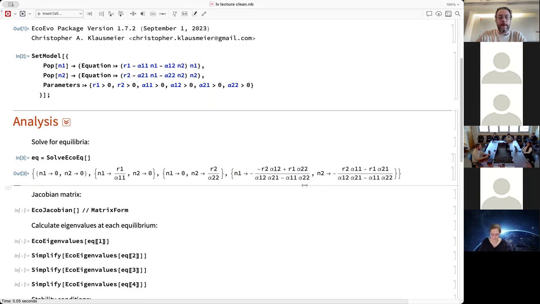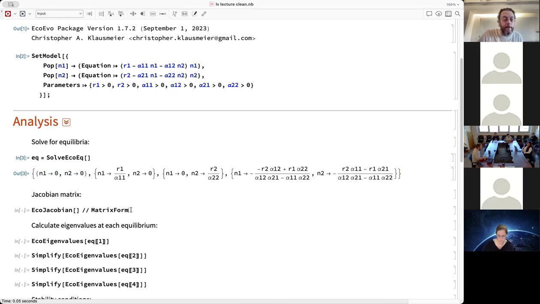Okay, so the other thing I should point out, this is just mathematics and syntax, but basically all our results are going to be in the form of what we can call rule lists, where it's a variable arrow and then the right-hand side. We can use these later to substitute in or as inputs for other functions. But okay, so here are the four equilibria.